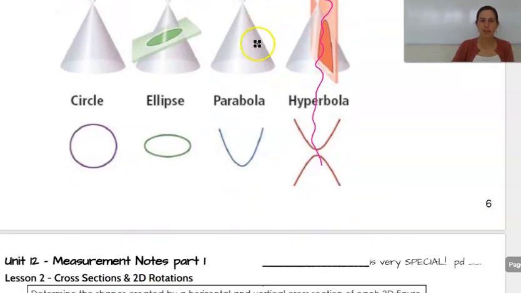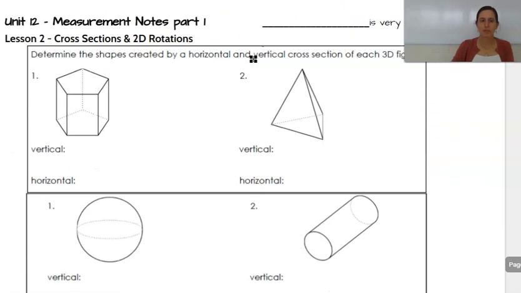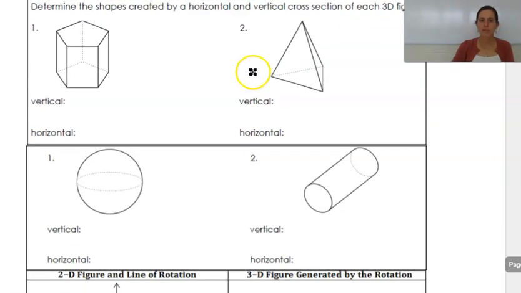So now let's go ahead and take a look at the examples. In number one, we have to slice this vertically. And notice that it has 5 sides, so it's going to be pentagonal. And because there are 2 bases, it's going to be a pentagonal prism.